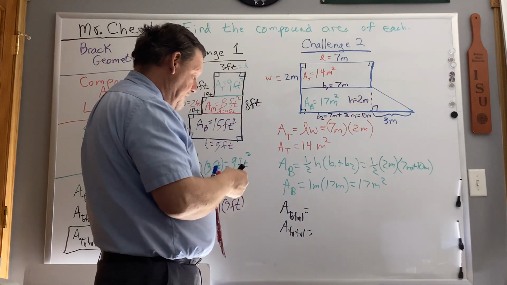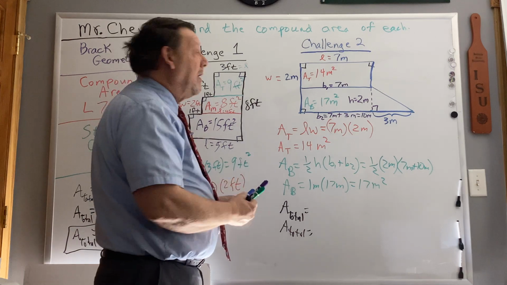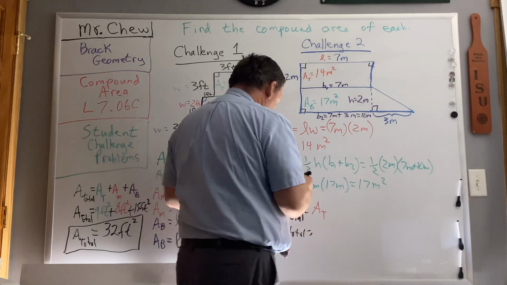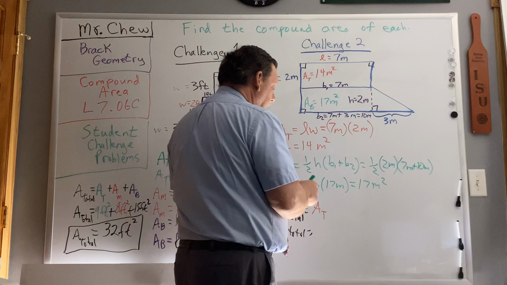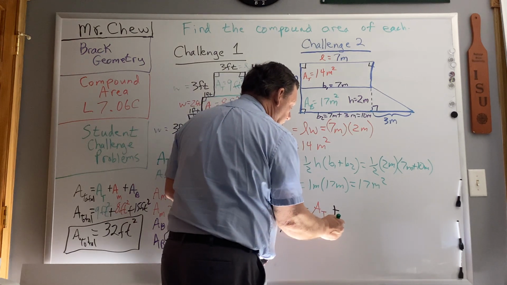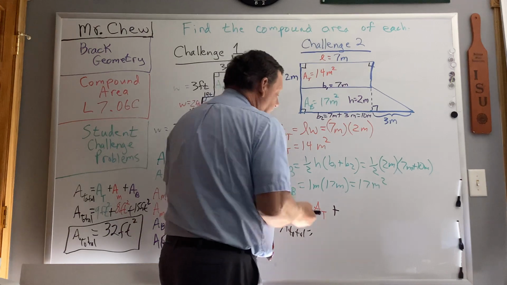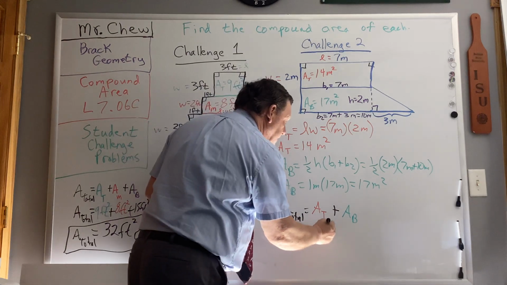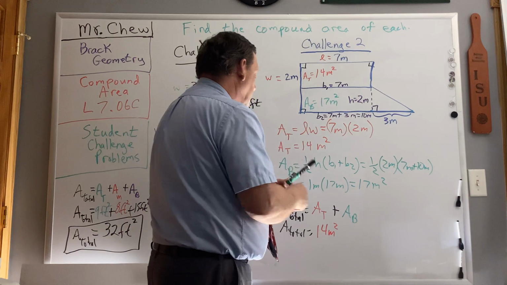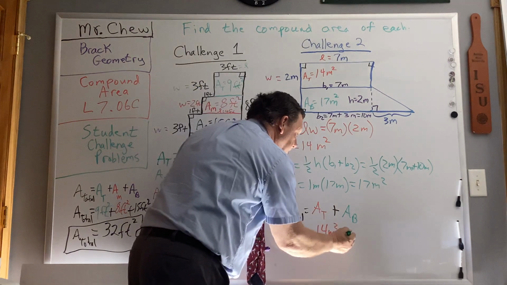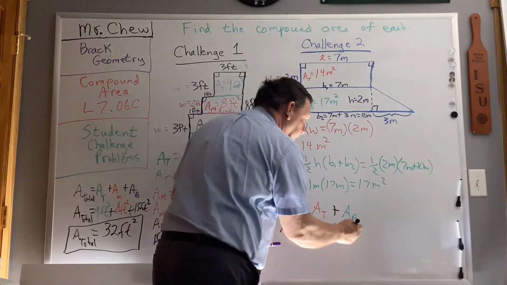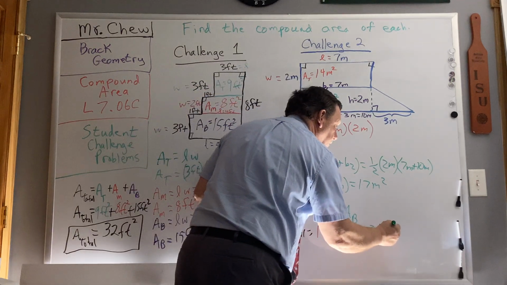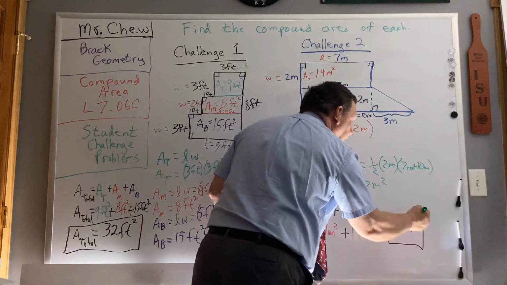So to find my total, I'm going to take the area of the rectangle on the top's total, which is area of the top plus area of the bottom. So the area of the top is 14 meters squared plus the area of the bottom is 17 meters squared. So that equals 31 meters squared. And that is your final answer.